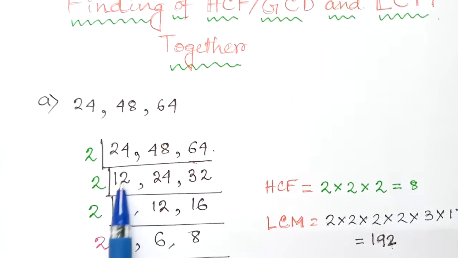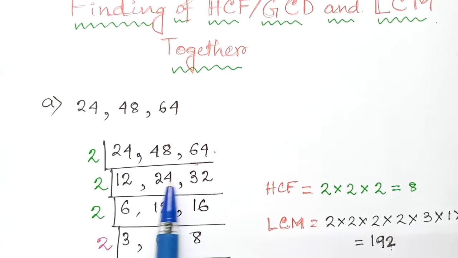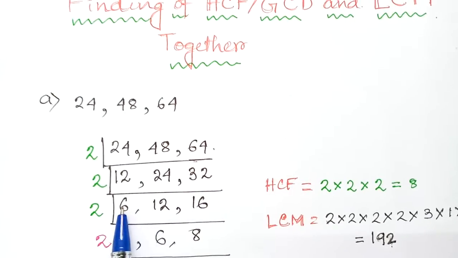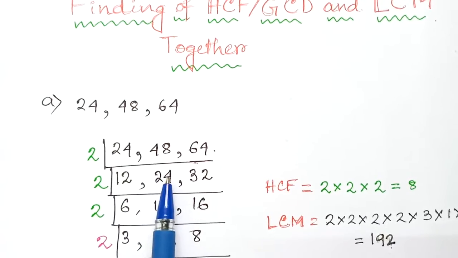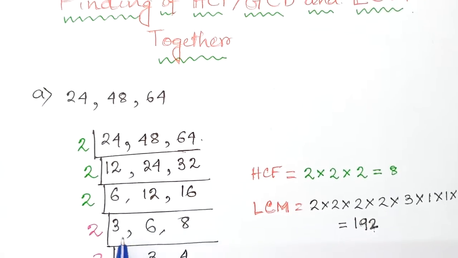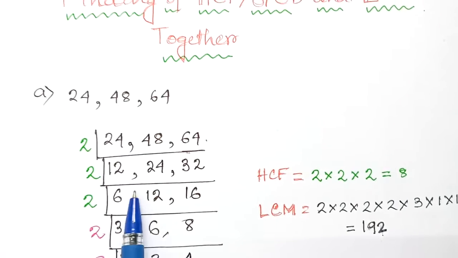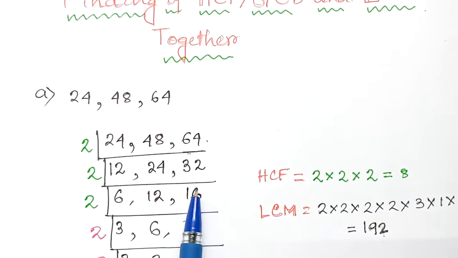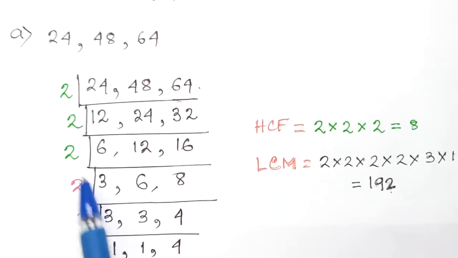And we repeat the same process as 12, 24 and 32 are even numbers. So we get 6 from 12, 12 from 24, 16 from 32. Again all these three are even numbers. So we get 3 from 6, 6 from 12, 8 from 16 by dividing by 2.